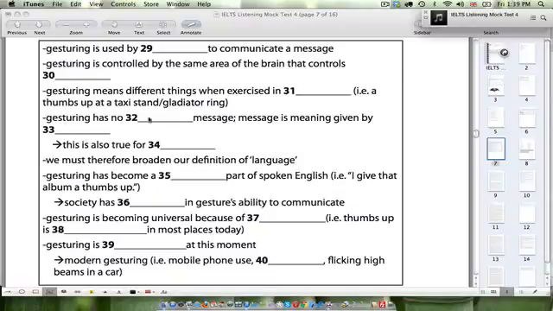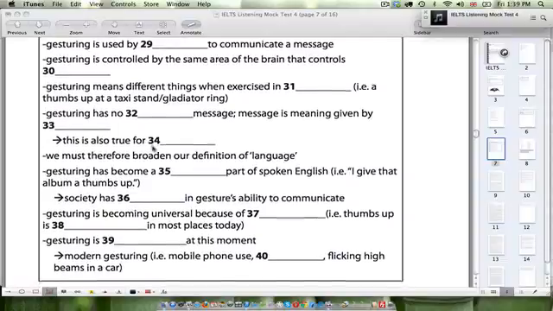Okay, gesturing has no message, so likely an adjective. Message is meaning given by something. This is also true for, okay, listen for two things. We must therefore broaden our definition of language. Gesturing has become a part, an adjective in here, of spoken English. I give that a thumbs up.